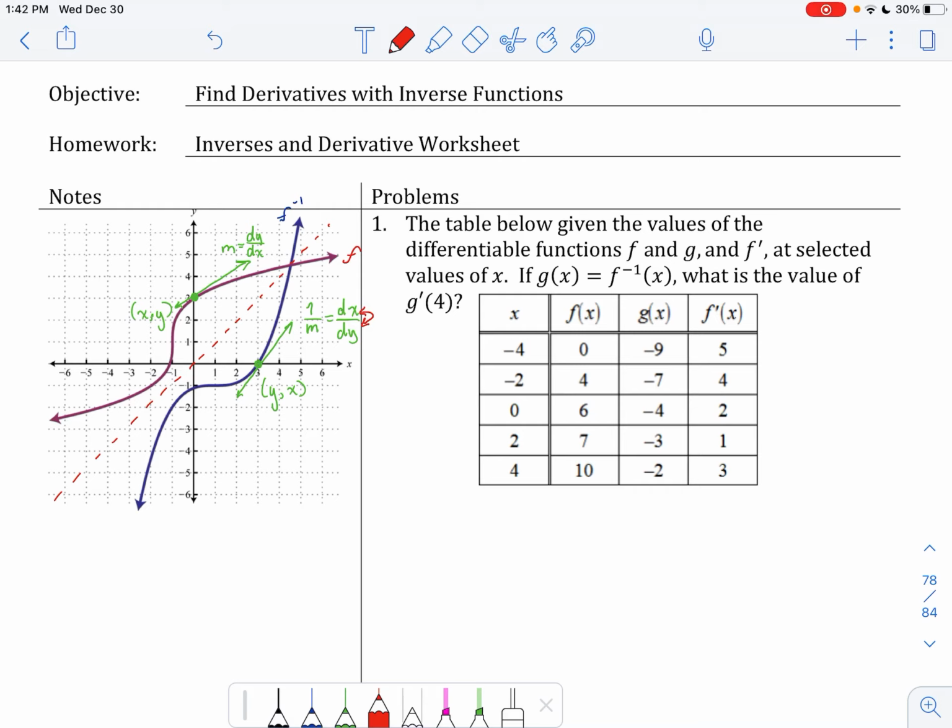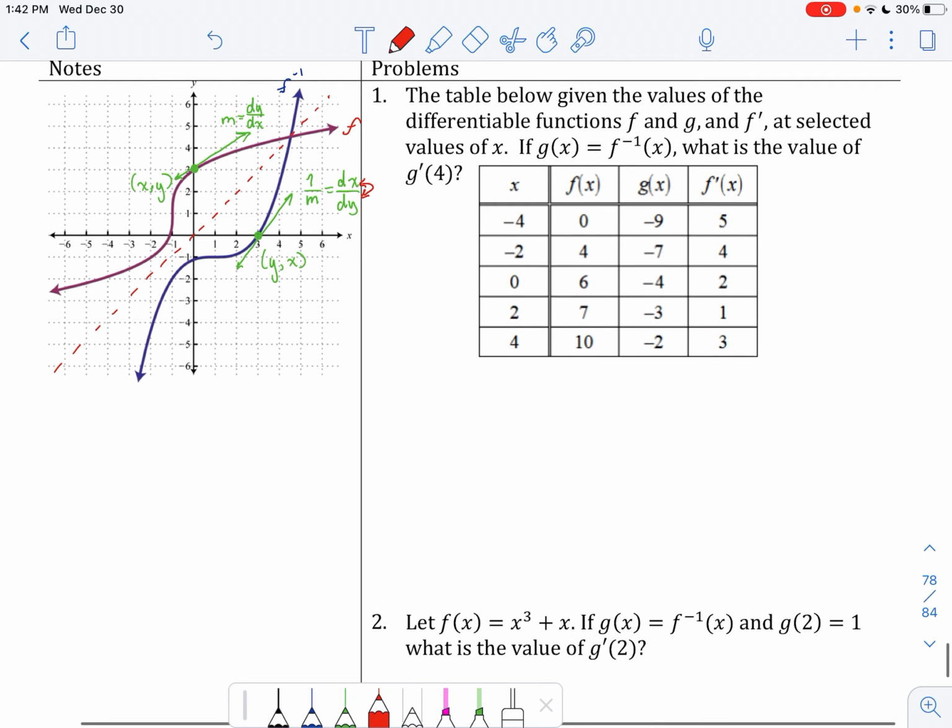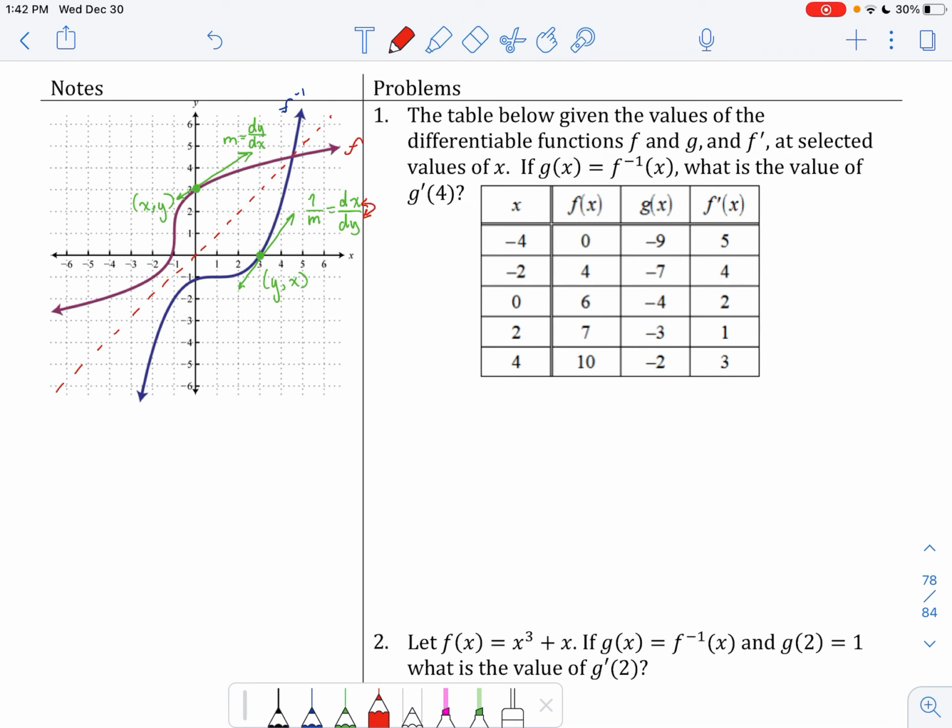So let's look at a couple of problems of how we can use this information and a couple of the common mistakes. Number one, the table below gives values of the differentiable functions f and g and f prime at selected values of x. Oof, that was not the best written sentence. If g is equal to f inverse, what is the value of g prime of 4?